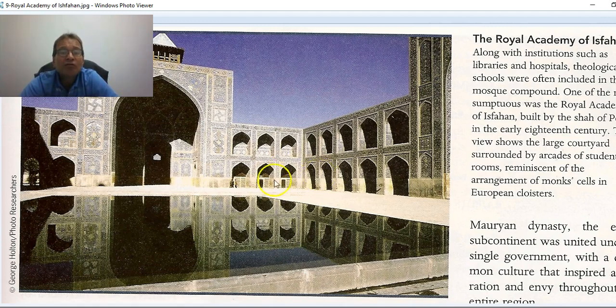This was a great school that the Shah Abbas established. This is the Royal Academy at Isfahan. You can't quite see the end of that here. And this is similar to what European monks would have, cells. These are their rooms where they work and they study.